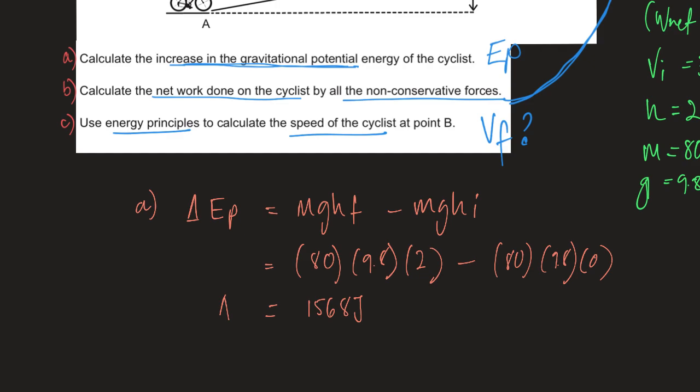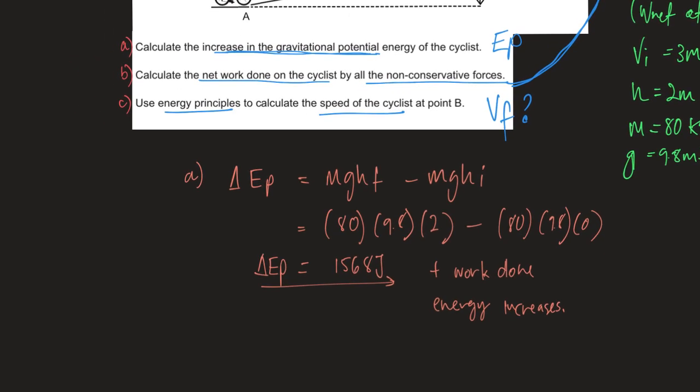Please feel free to pause the video so that you can do it by yourself, so that it's easier for you to show that you understand the work. All right, so pause, play, have a look at the answer, and work it out that way. Now I've got the change in EP done. 1, 2, 3, 4. Positive work done, energy increases.